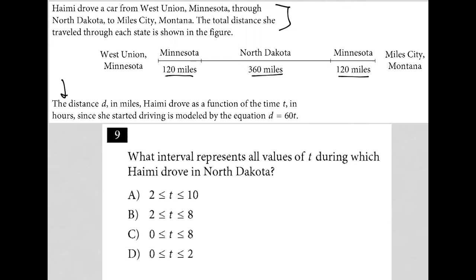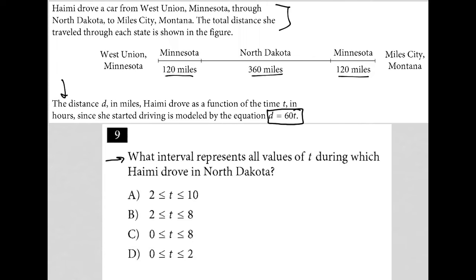The information goes on to say the distance d in miles Haimi drove as a function of the time, t, in hours, since she started driving is modeled by the equation d equals 60t. Okay, so we got that. So question number 9 says, what interval represents all values of t during which Haimi drove in North Dakota? What interval represents all values of t?